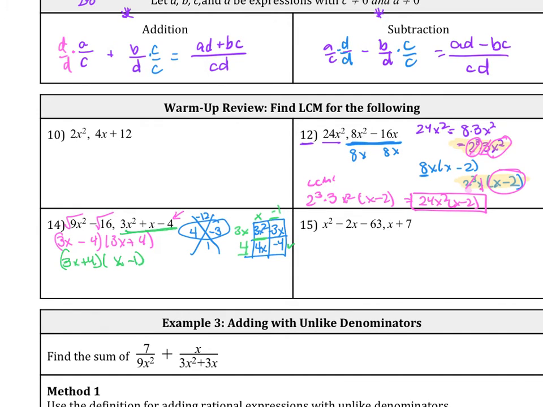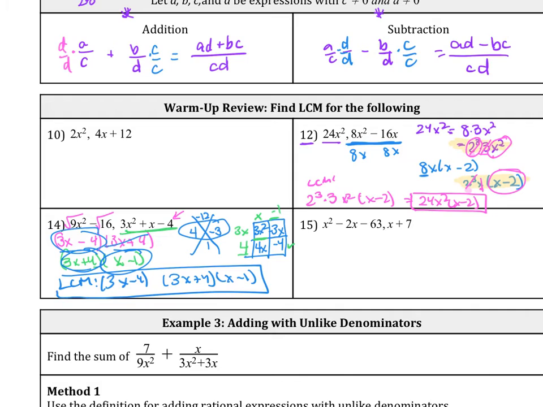So now our whole goal was to find the LCM, right? So this is a lot of practice. So we have a 3x minus 4. So we have to take that one. And then we have a 3x plus 4. There's 2 of them, so we just take one of them. It doesn't matter which. So I'm going to take that one. Then I have to take the x minus 1. So that is the LCM. Sometimes that's what's really hard about adding or subtracting with unlike denominators, is trying to find a common denominator.